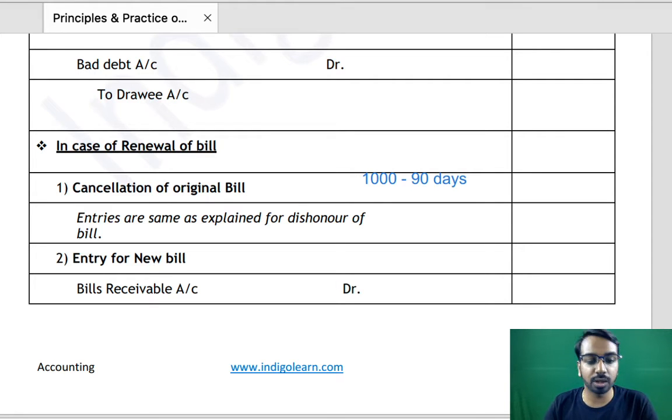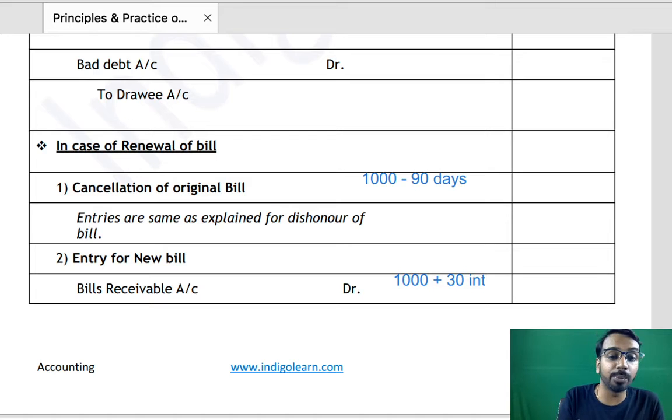Now, one thing that you need to keep in mind is, when a bill is being renewed, that is, for 90 days you did not receive the money and you want to draw a fresh bill for another 90 days, you will lose out on some interest component which you would like to charge from the customer. In that case, the new bill will be original bill amount plus the interest amount. For example, let's say this is 1000 and for 90 days you charge 30 rupees. So 1000 will be the bills receivable plus 30, which is the interest portion, will be added to the new bills receivable. So this is one important point that you need to keep in mind.